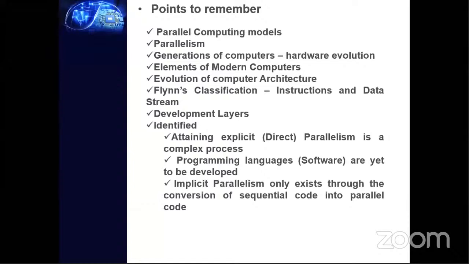Okay, so such a concept is needed. Even within today's parallel computers, implicit parallelism is attained with the conversion of sequential code into parallel code. So what is the meaning, sir? Still, parallel computers are using sequential languages, sequential compilers. We discussed the compilers: pre-processors, pre-compilers, parallelizing compilers. Such compilers are used for converting a sequential code into parallel code.